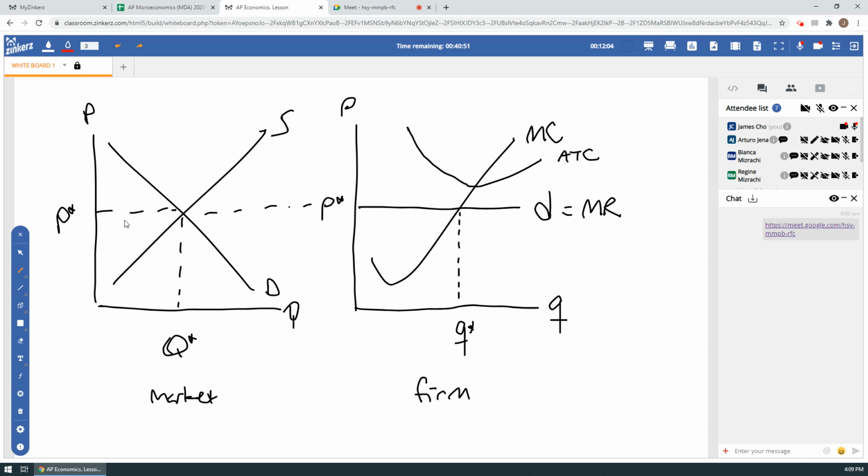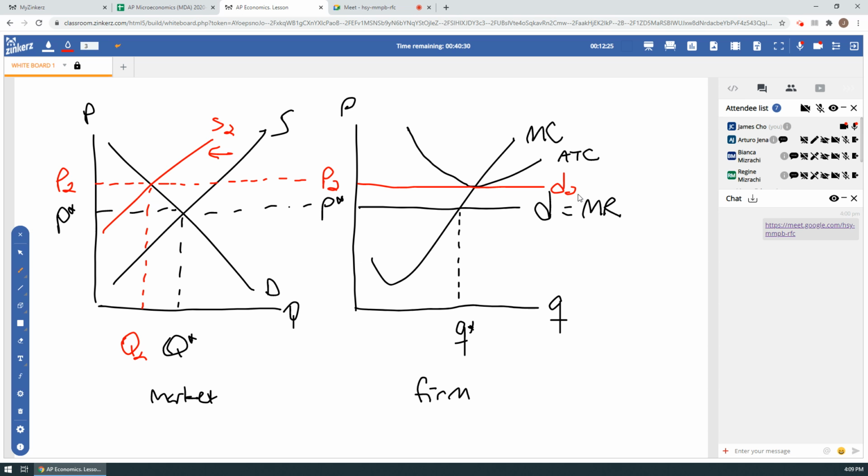So because of that, some firms decide to leave. We'll talk a little bit more about that today, but it's all about whether you produce or you shut down. But as some firms leave, they make the situation better for these remaining firms. Because now, the market supply curve has shifted to the left, which means the market price has increased.